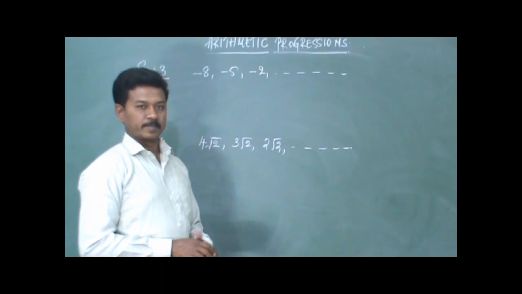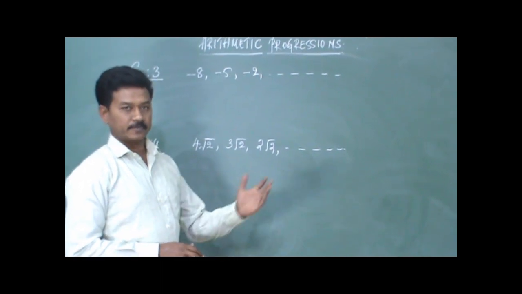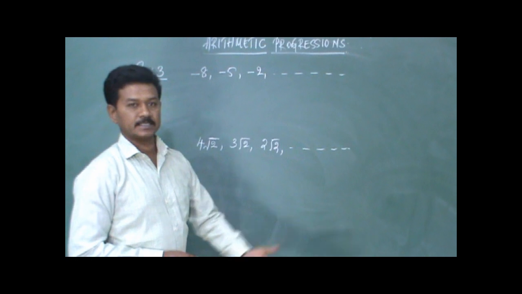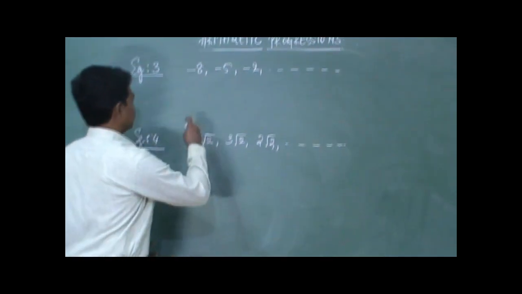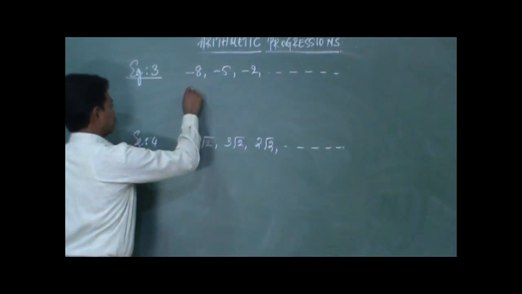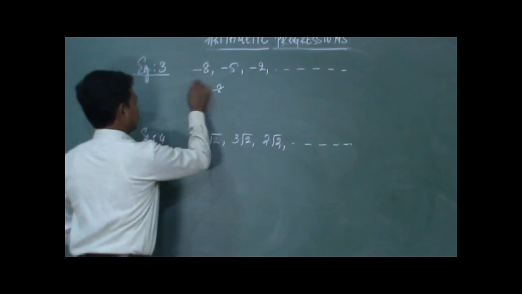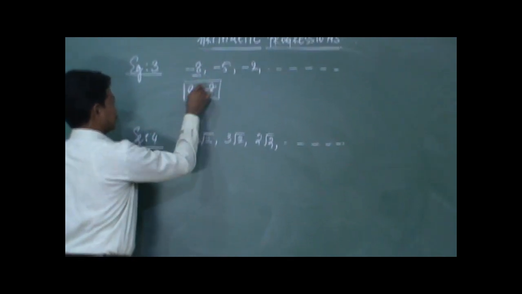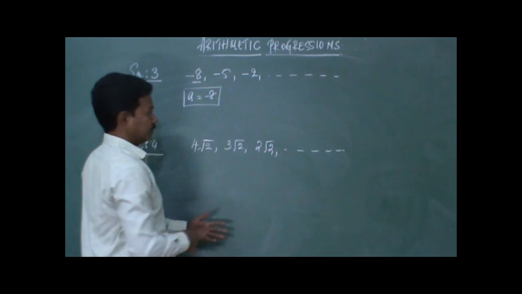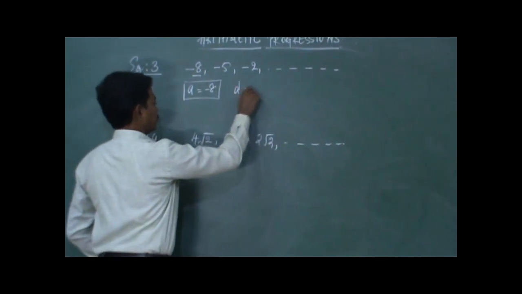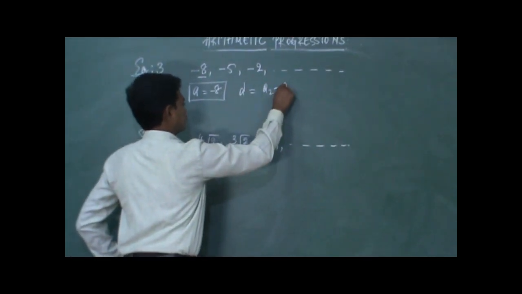Now let us solve some more problems to find out the value of a and d when an AP is given. So this is example 3. So by this function we can write a is equal to minus 8. So this is the first term, therefore it is indicated by a, that is minus 8. d is equal to a2 minus a1.